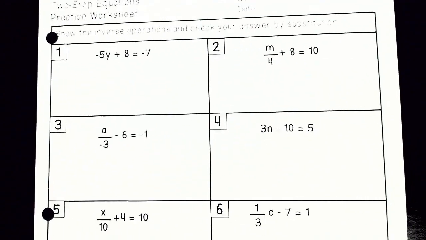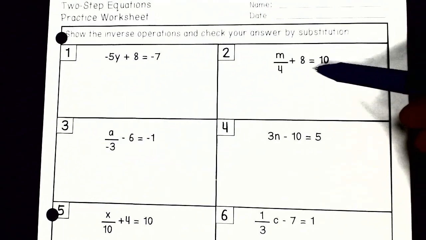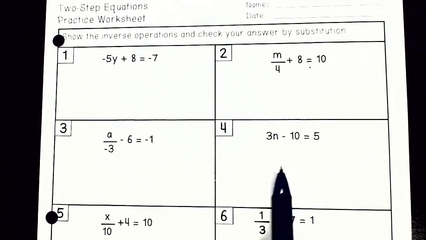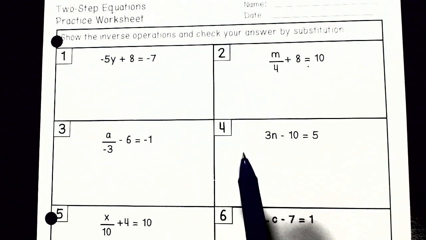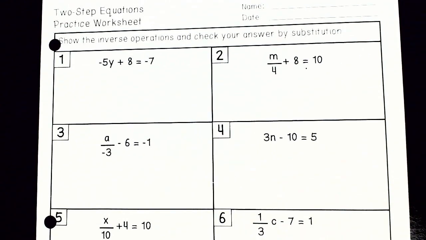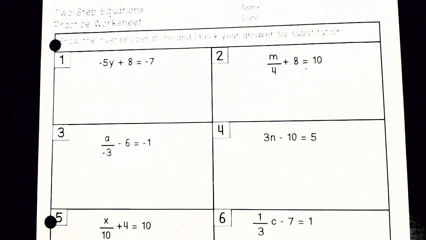Now let's look at the two-step equations. There's one here with no fractions. There's one here with a fraction. The ones with fractions are similarly solved, but we're only going to do 1 and 4 today. So the ones without fractions, and we'll come back to these. So let's go to number 1.